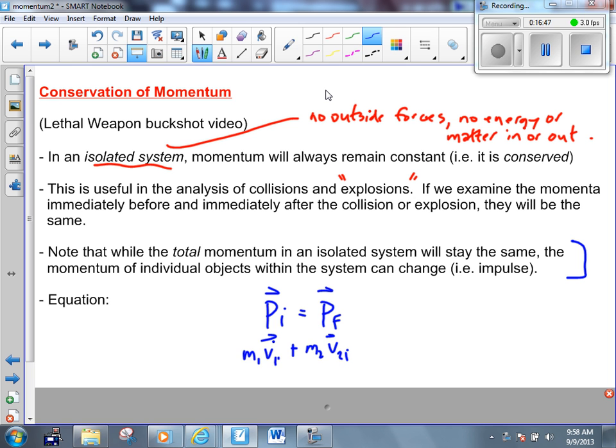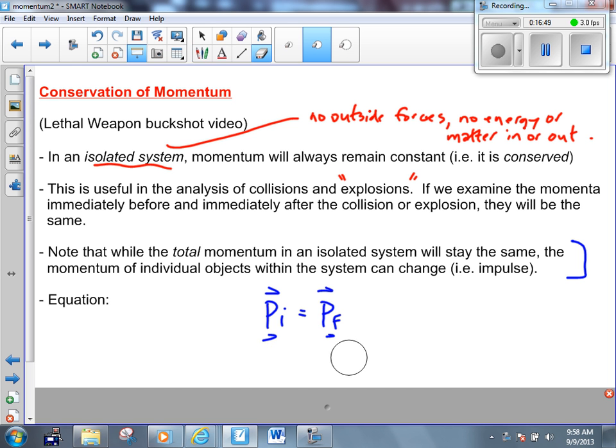Okay, this step right here is specific to each problem. Pi equals Pf is valid for all of them. The next step depends on how many objects you have colliding or exploding. Bottom line is each object is going to have a momentum equal to mv. If you have three of them, then put three mv's in there: m1 v1i plus m2 v2i, and so on.